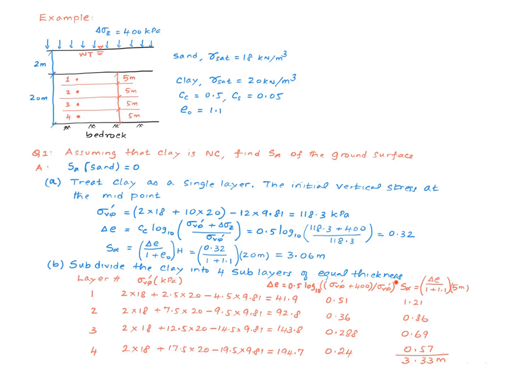And then you apply the settlement equation for calculating the compression of each of these sublayers. So they work out to be these: 1.21 meter for layer number 1, 0.86 for layer number 2, 0.69 for layer number 3, 0.57 meters for layer number 4. You sum them up, you get the total settlement of the ground surface. It works out to be 3.33 meters. A little different from what we had over here.